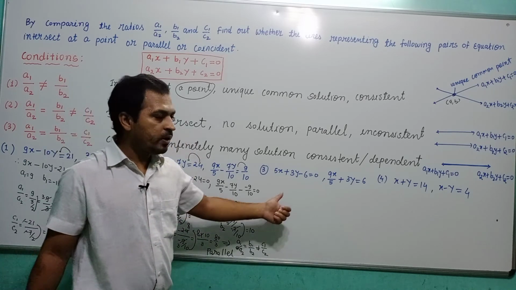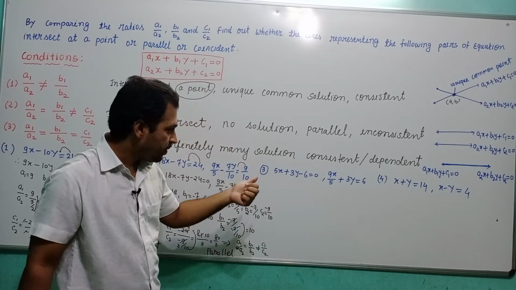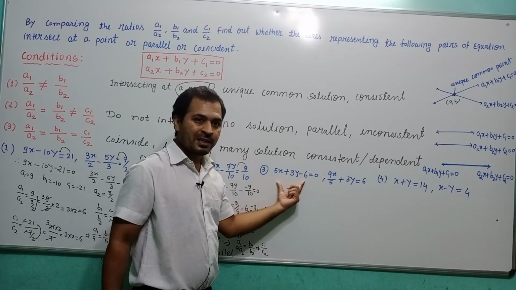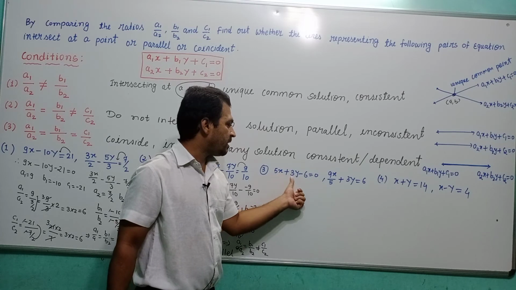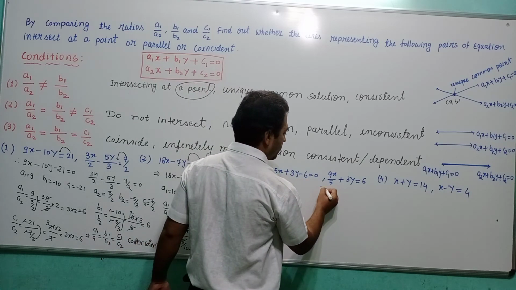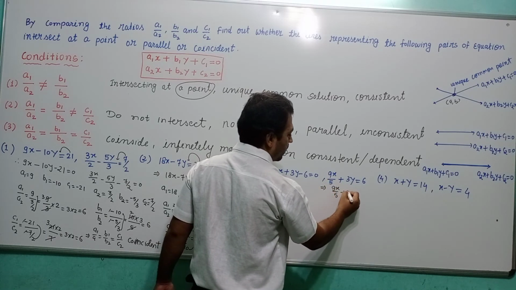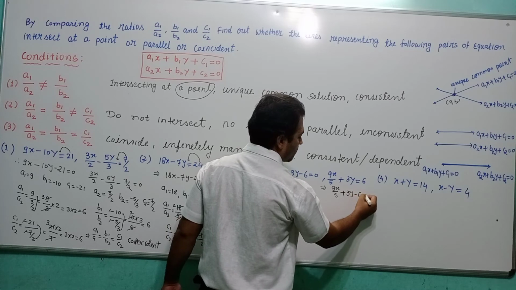Okay students, now moving to the third question. These questions are similar to the previous one. Okay, this is already in the standard form. 5x plus 3y minus 6 is equal to 0, and you can convert these things into standard form: 9x by 5 plus 3y minus 6 is equal to 0.